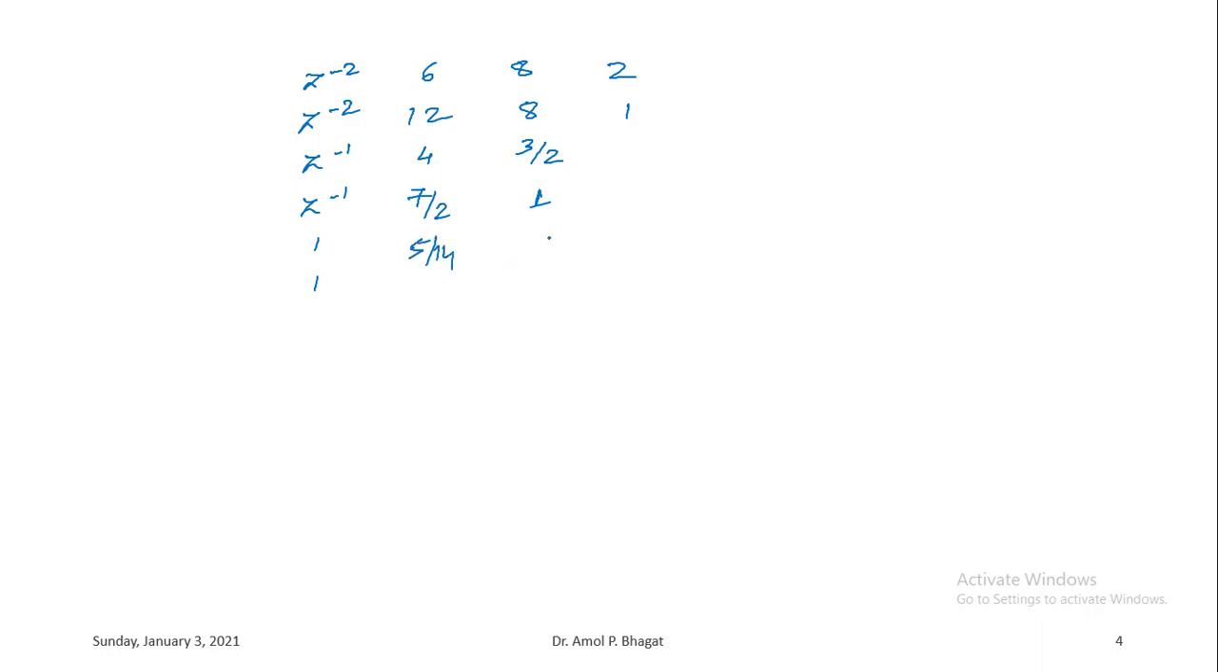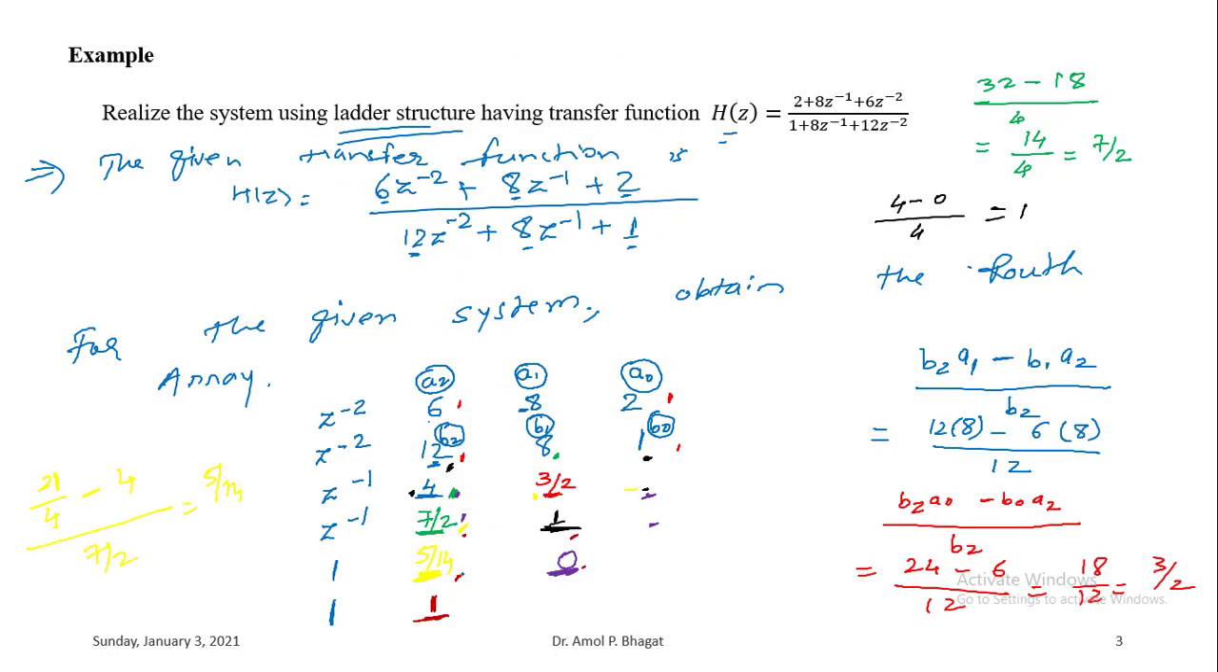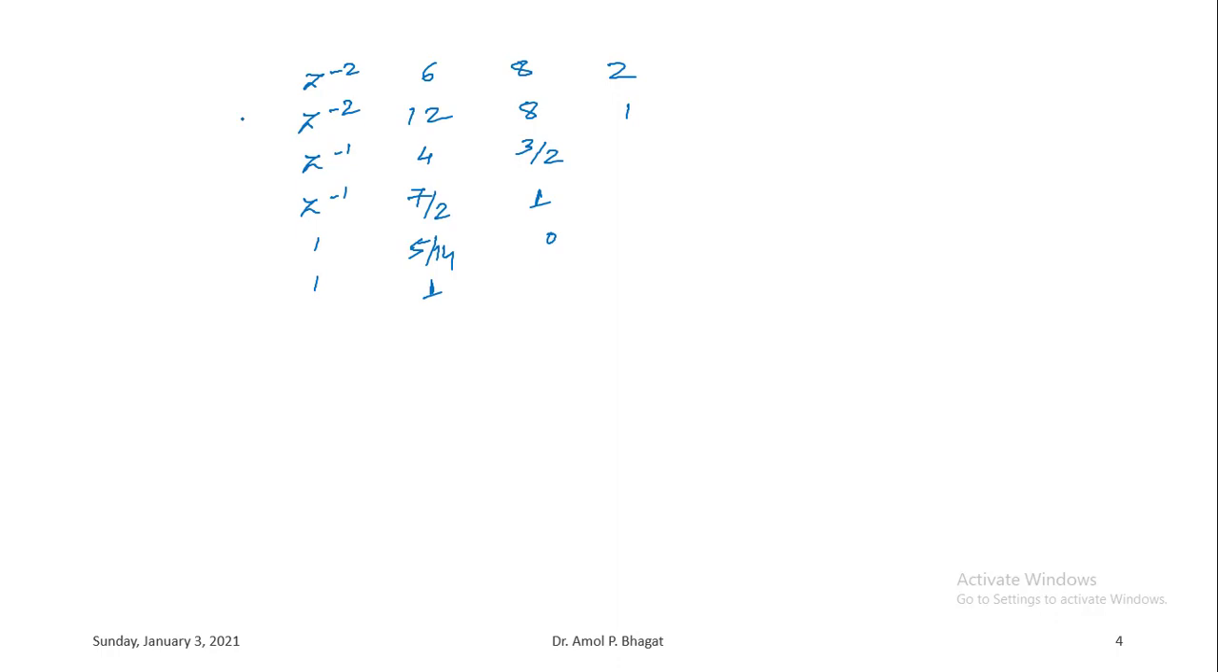And the last value is 1. Here you can find that 5 by 14 multiplied by 0, then 7 by 2 multiplied by 0, have no values there. Here also you will get 0, so there is no need to write it down. So this is nothing but the required Routh array.